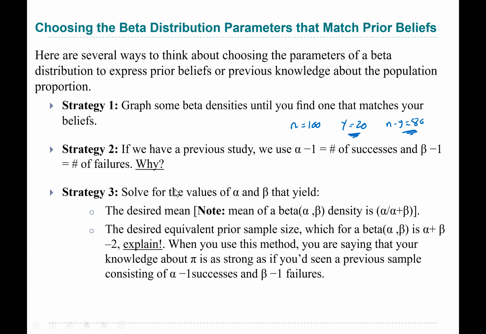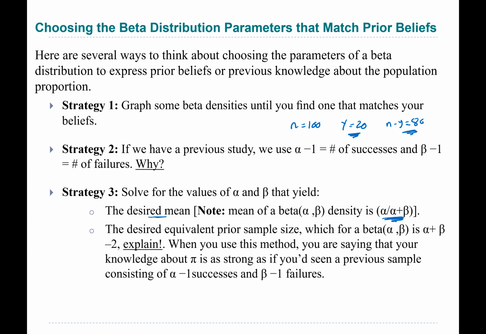Another strategy: you can select alpha and beta that give you some specific mean, because maybe you believe that pi is something like 0.2. So you can use one equation, alpha divided by alpha plus beta equals 0.2. But this is one equation in two unknown values, alpha and beta. I need another equation to solve for alpha and beta.